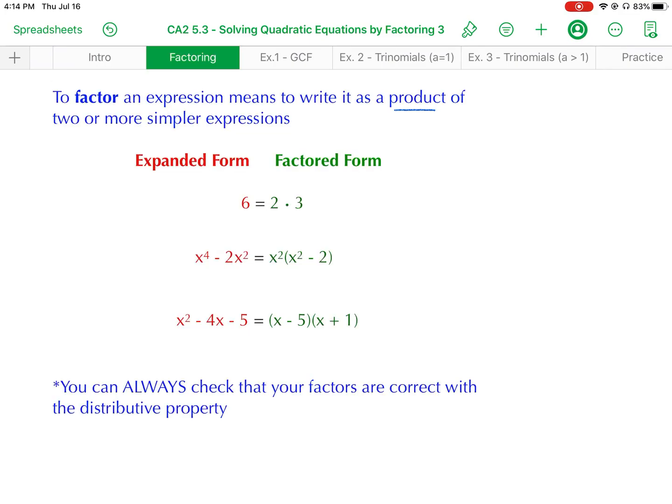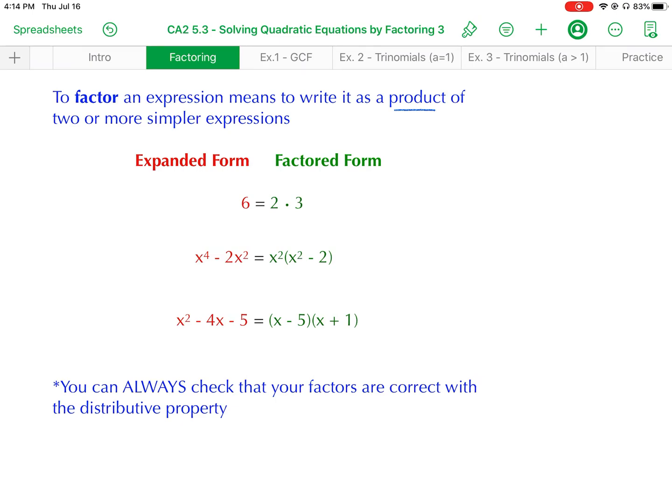When I'm talking about factoring an expression, we have to understand that this means to write the expression as a product of two or more simpler expressions. So the keyword here is product. That implies multiplication, right? I've got some different examples here of expressions that have been factored.